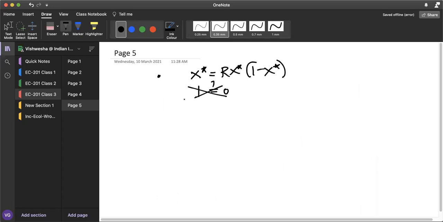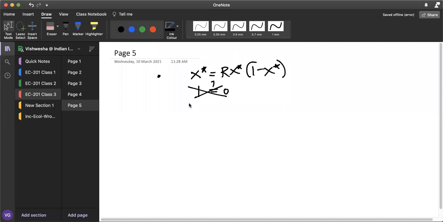So x star therefore cannot be 1. Do you agree with that? Yes. So let's now try x star is equal to 0. Left hand side will be 0. Right hand side will also be 0, right? So therefore x star equal to 0 is a valid solution for this.